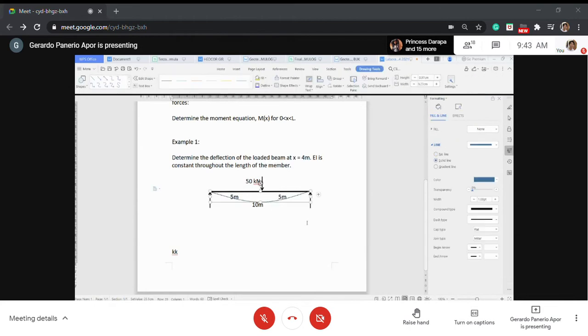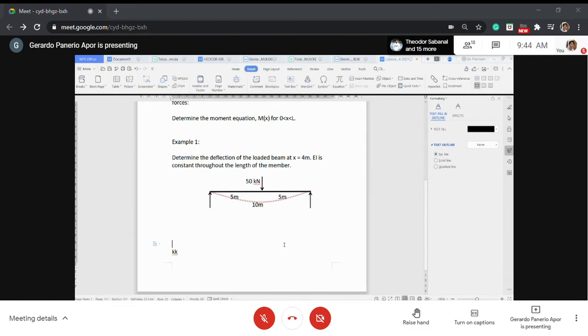Okay, that's the deflection, and then maybe I can change that into like that, and maybe color red. Okay, so that's the deflection. So this one is the deflection of the beam throughout the length. But the problem only states that you are going to determine the deflection at x equals 4. So x equals 4 meters is somewhere here. So this is what you are going to determine.